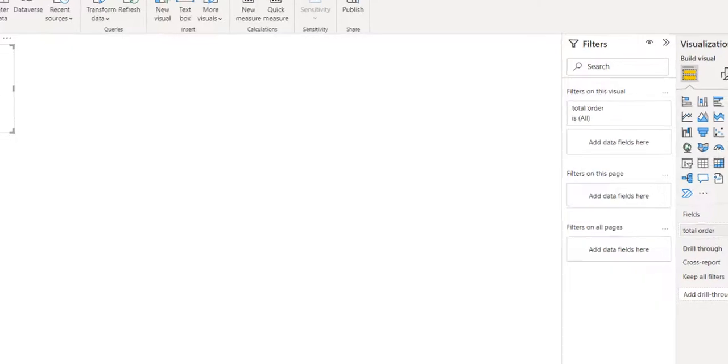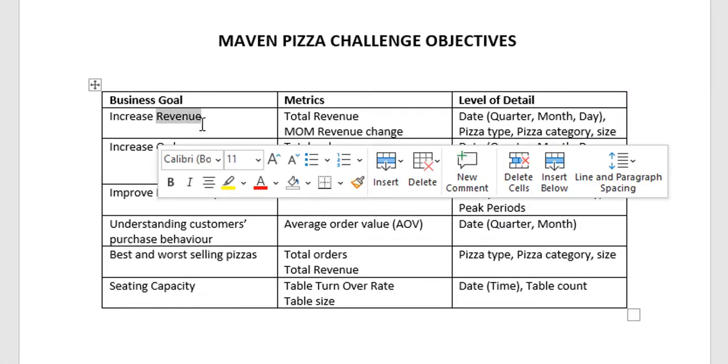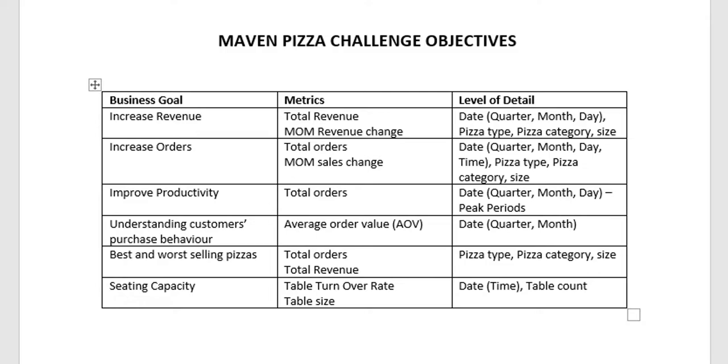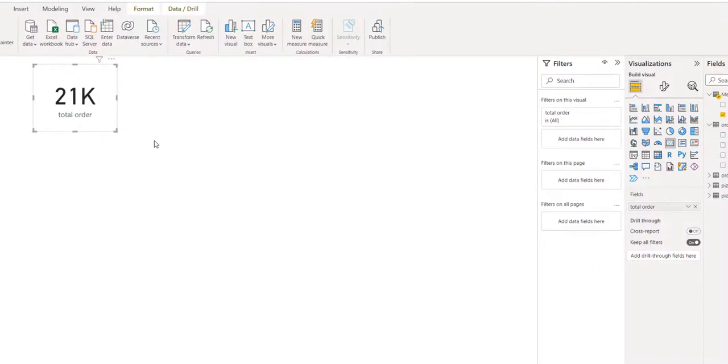Now the second one will be to calculate the revenue, right? Revenue of course is the amount that we received per order. So let's take a look at how we can do that in DAX.